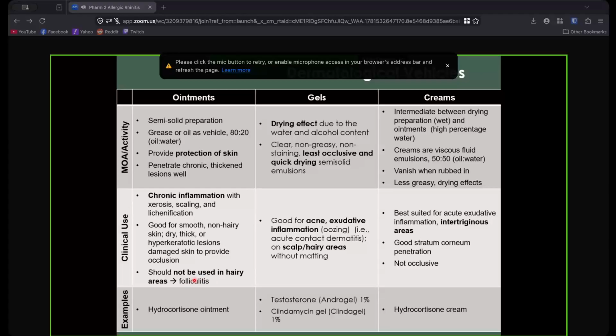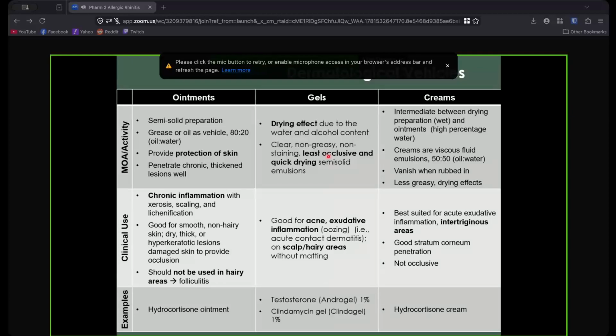Also, if we're using it in hairy areas, even if we're talking about the scalp or the growing area, sometimes with our ointments you will see where they can develop folliculitis. That's just essentially the oil from the ointment building up in their follicles and causing them to have bumps and irritation at the follicles.